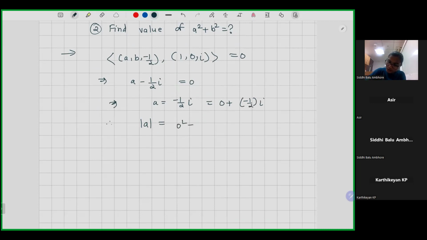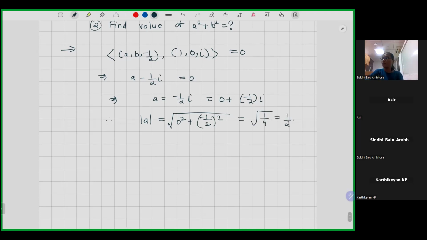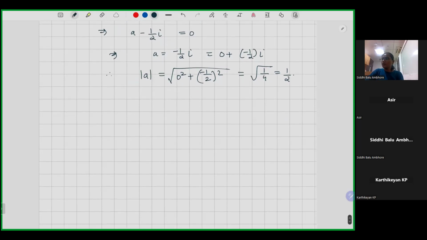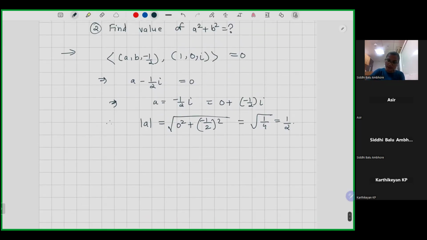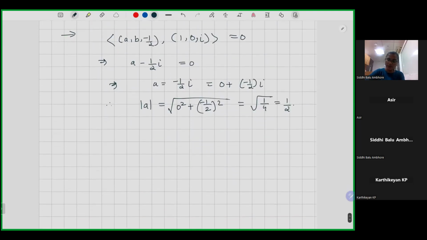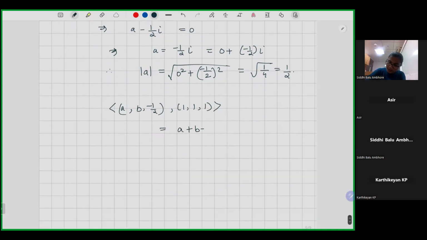So that is square root of 0 square plus minus 1 by 2 square. It is square root of 1 by 4, which is 1 by 2. And the second element is (1, 1, 1). So this is (A, B, minus 1 by 2) with (1, 1, 1). And this will give me A plus B plus minus 1 by 2 is equal to 0.